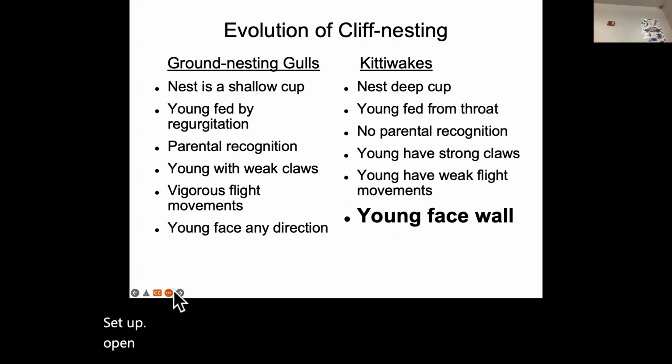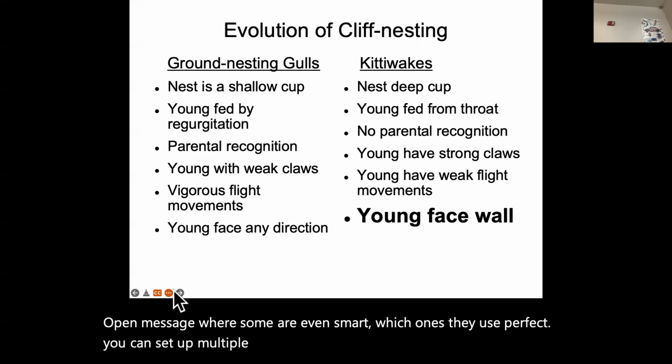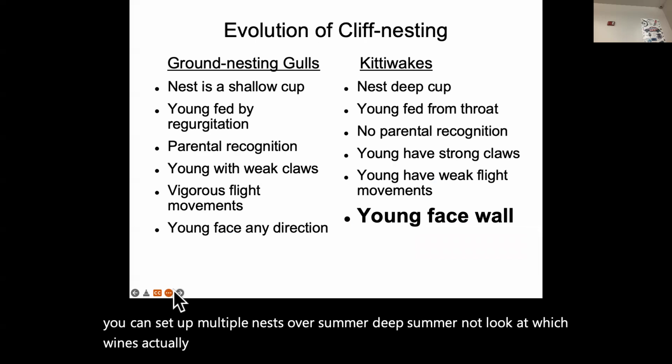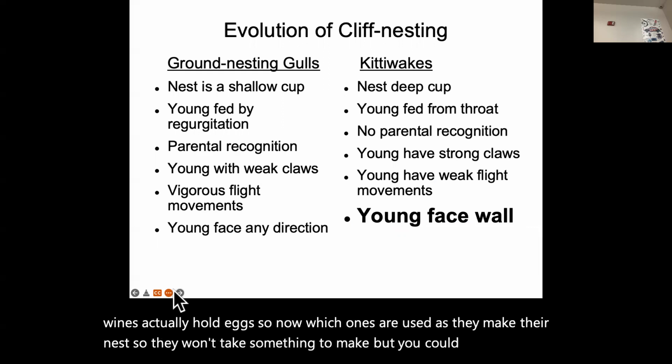Where some are equal to R and see which one they use. Perfect. You can set up multiple nests, where some are deep, some are not. Look at which ones actually hold eggs. So not which ones they use, because they make their own nest, so they won't take something that you make. But you can see which ones hold eggs. That'd be a fun experiment, which is totally ethical.